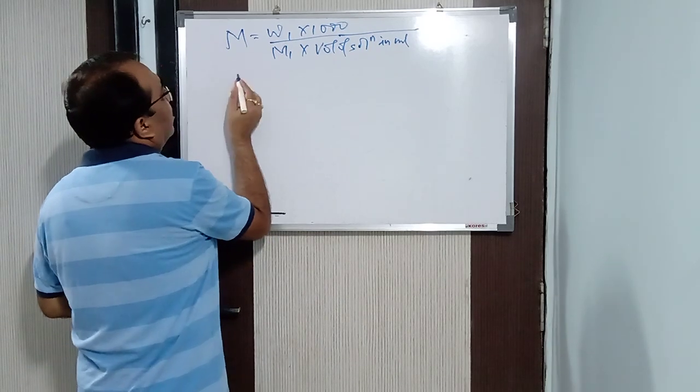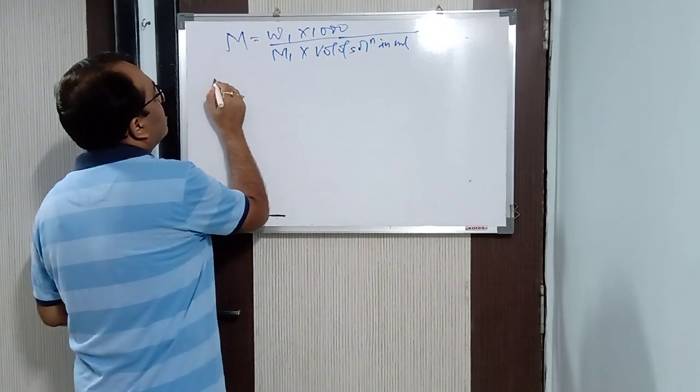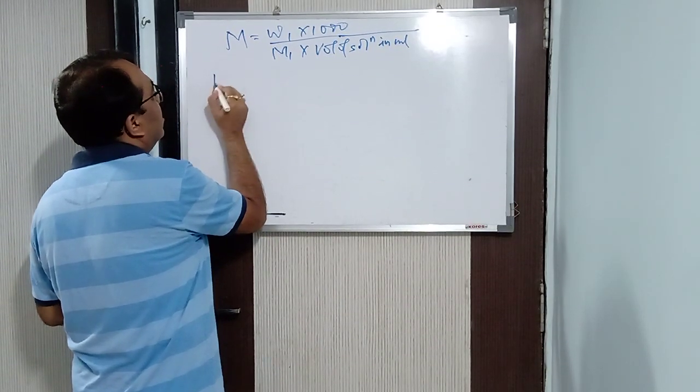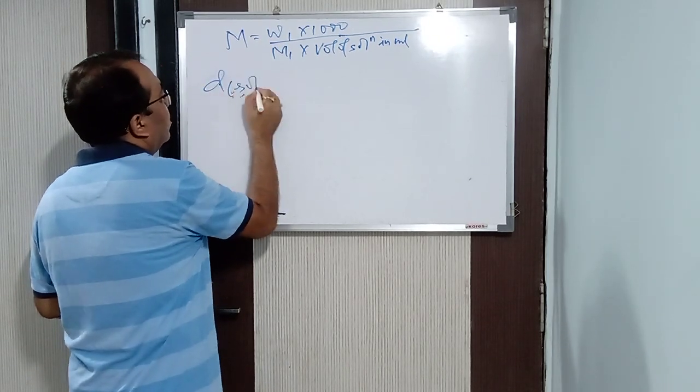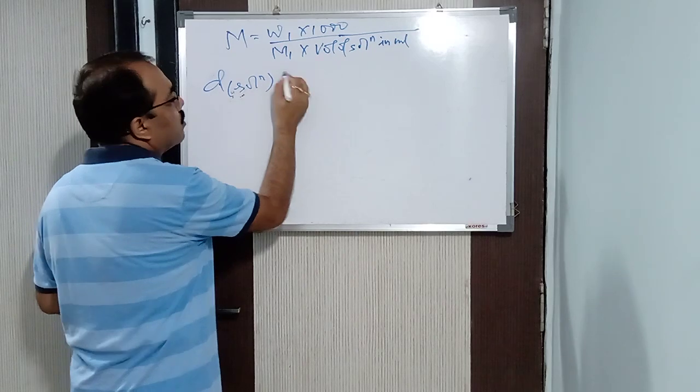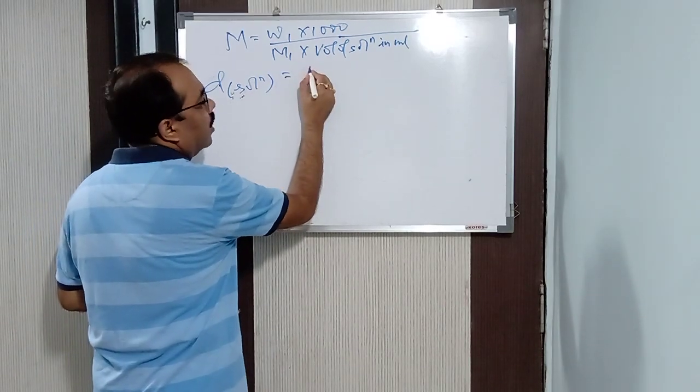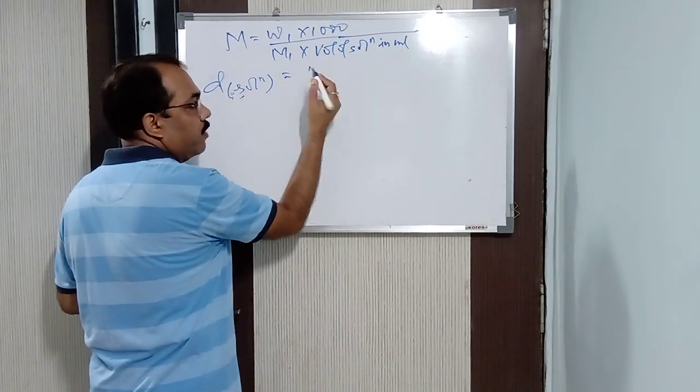Fine. Now next, you know that is the mass of the solution, density of the solution. This is the symbol for solution. We write it in this way. Density is equal to what? Mass by volume, isn't it? Mass of solution by volume of solution.